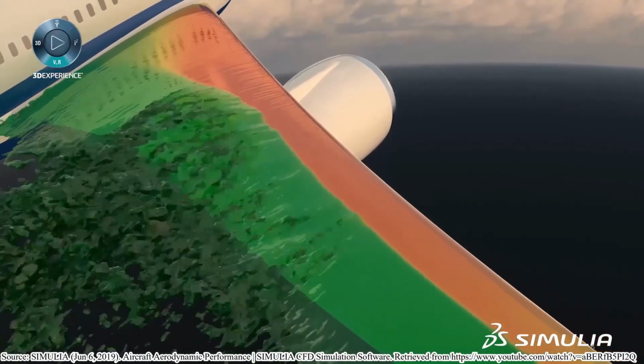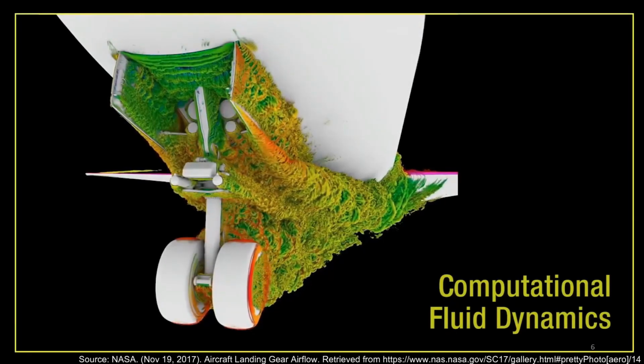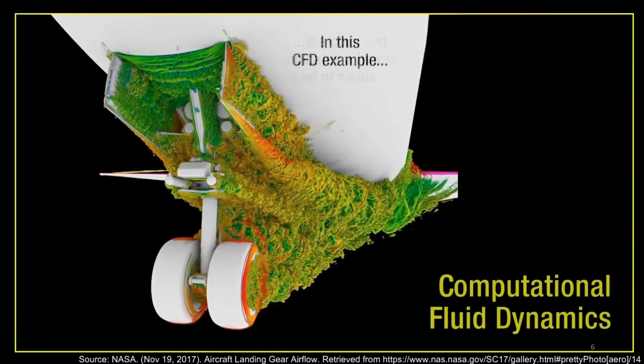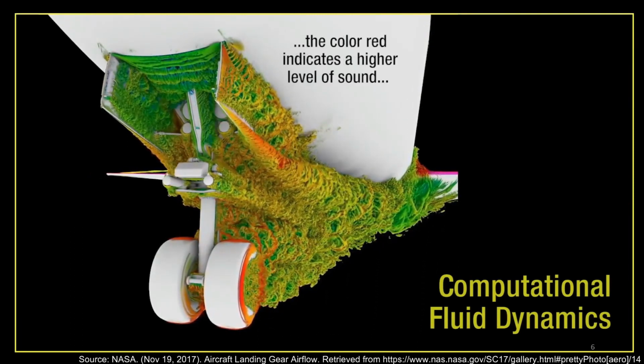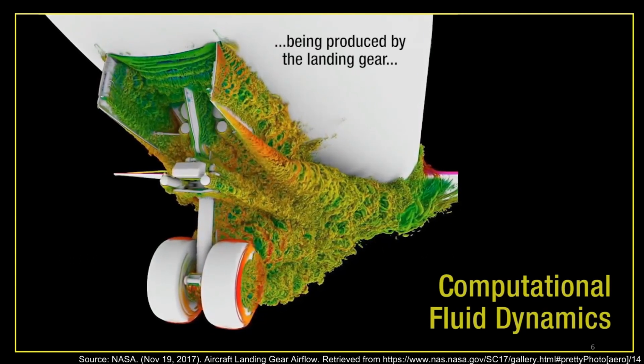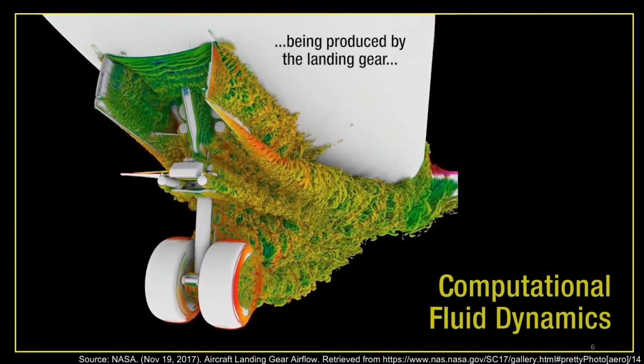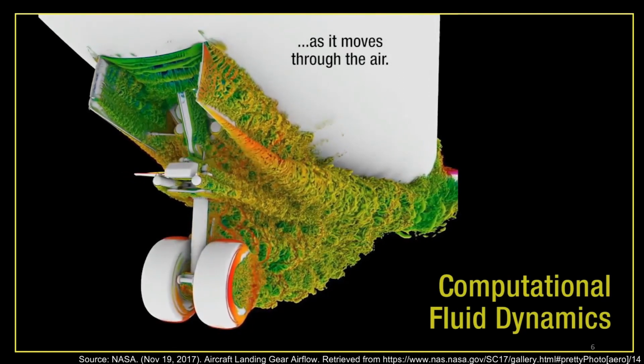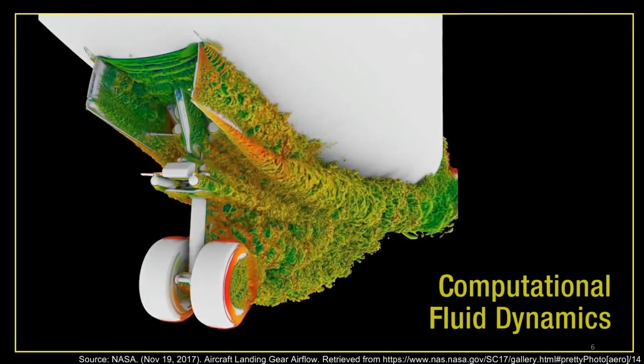incredible accuracy. The visualization shown here is a collaboration between NASA and Boeing about airframe noise prediction, which shows the simulated airflow field around the nose landing gear of a Boeing 777. The visualization is colored by speed, from slower green to faster red, and it shows the velocities.